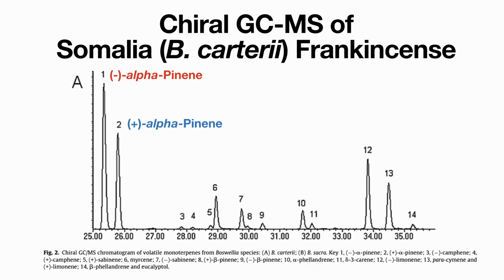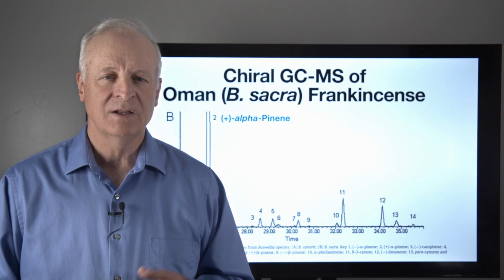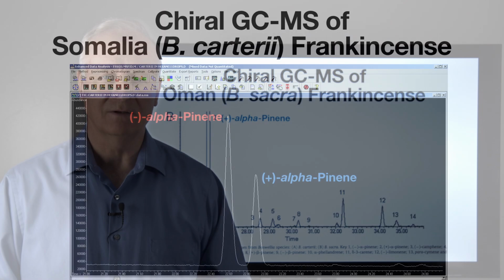Now let's look at the chiral GCMS of the monoterpene fraction of these essential oils. First of all, the Somalia frankincense. Notice that the minus alpha pinene is more abundant than the plus alpha pinene. In the Oman frankincense, the opposite is true. The plus alpha pinene is way more dominant than the minus alpha pinene. Let's look at this in closer detail.